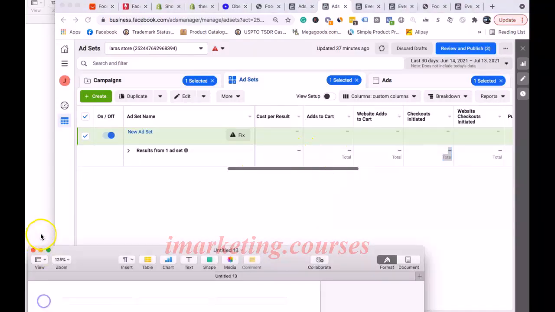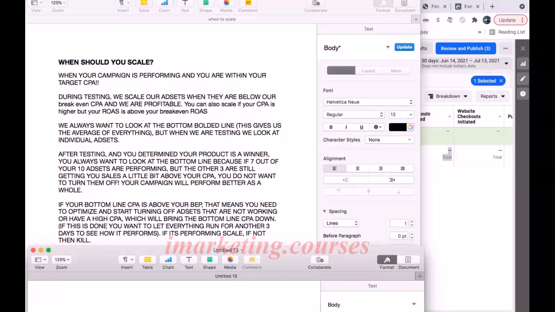Now, if your bottom line CPA, your bottom bolded line right here, cost per result, is above your break-even point, which means technically you're losing money, right? So say, for example, your break-even point's 20 bucks, and in order for you to make money, your CPA needs to be below 20 bucks. If your bottom bolded line says 25 bucks, that means you're losing money on that specific product or campaign. So what you would do there is look at your individual ad sets. Are there some within your target CPA where they should be? And are there some above?